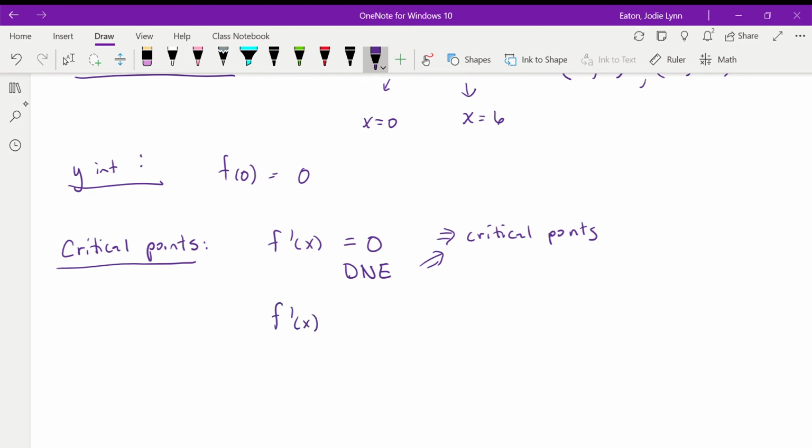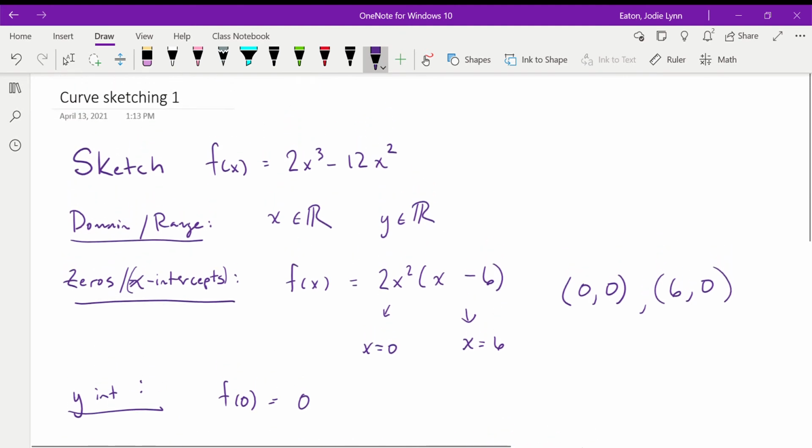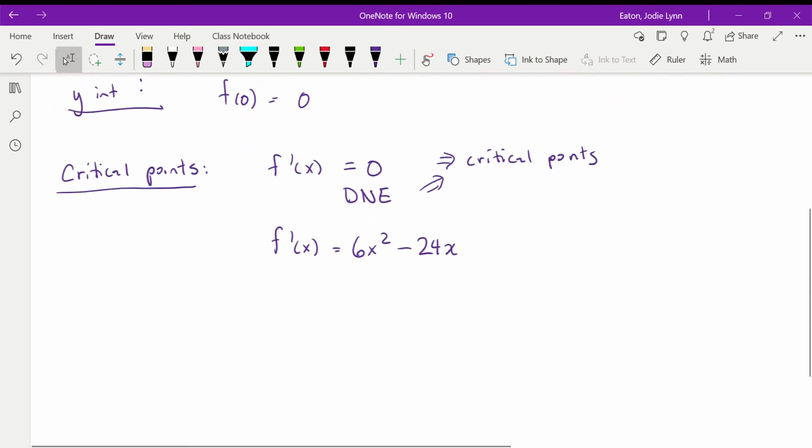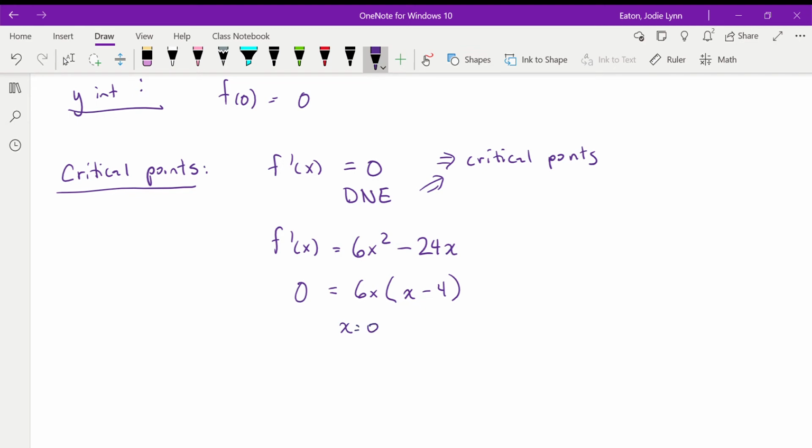So f prime of x is equal to, going to our original function, 2x cubed minus 12x squared, so the derivative is 6x squared minus 24x. We're going to set this equal to 0. This is a quadratic function, so it exists everywhere. We don't need to worry about any does not exist points. So we have 6x times x minus 4. It looks like we have a critical point at x equals 0 and at x equals 4.